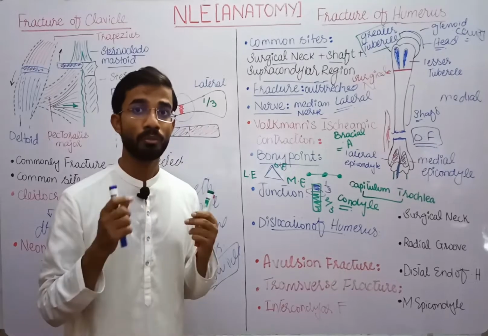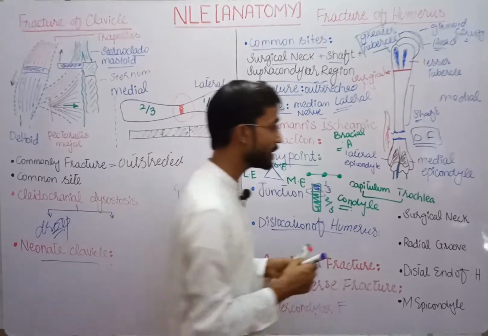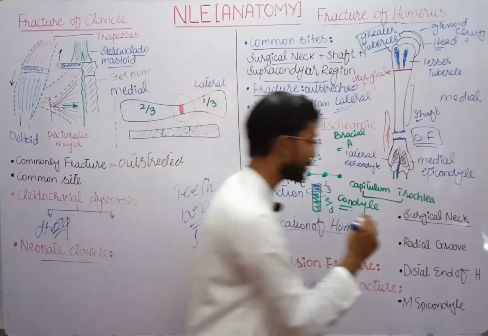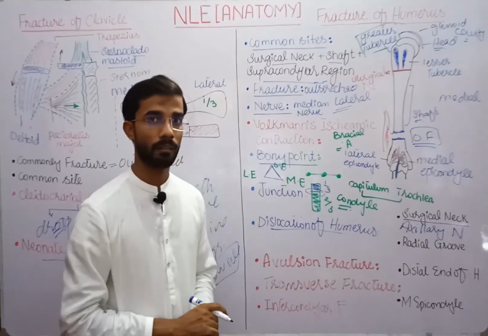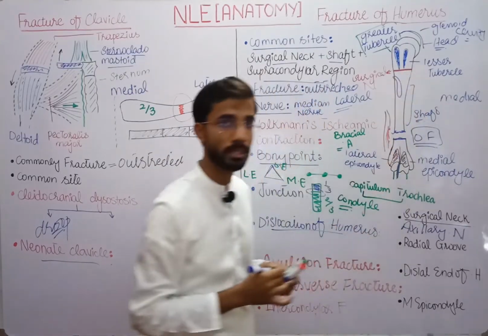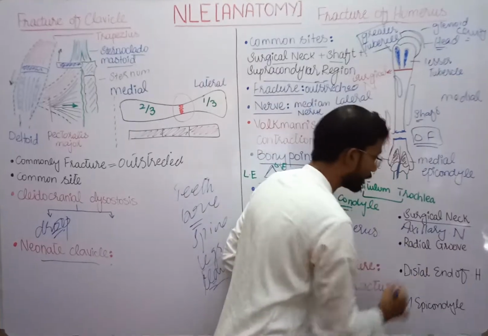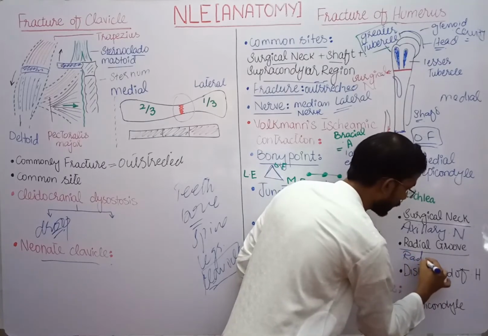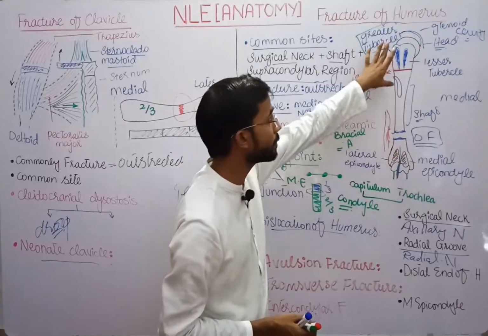Now we will see which nerve gets injured when the bone is fractured. If the surgical neck is fractured, then the nerve injured will be the axillary nerve, right? There is a groove-like structure over the humerus called the radial groove, because the radial nerve passes through it. If the radial groove is fractured, then the nerve injured will be the radial nerve.